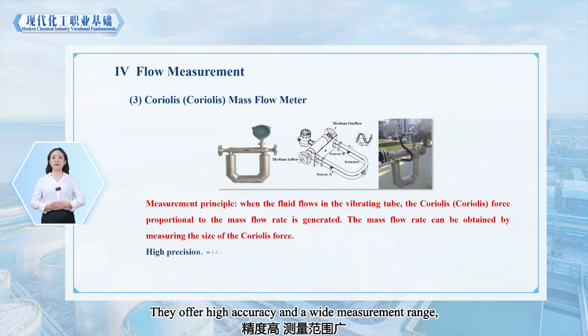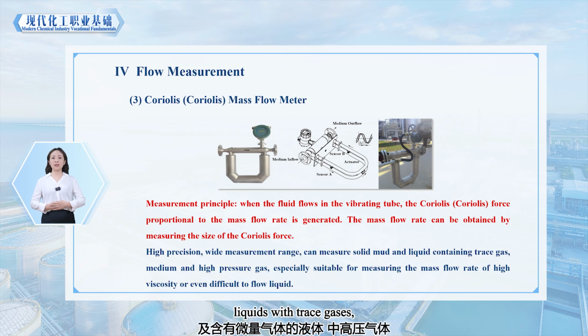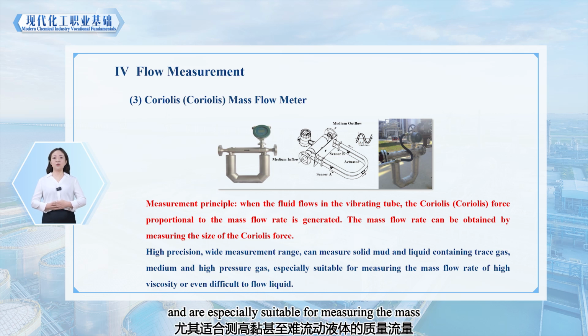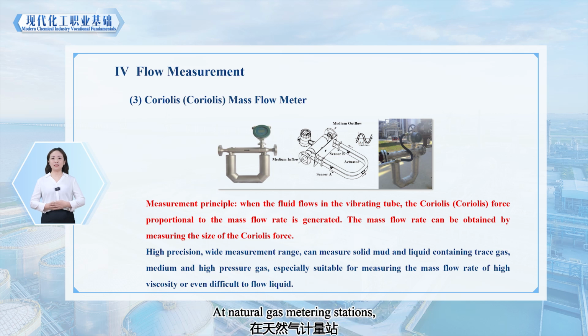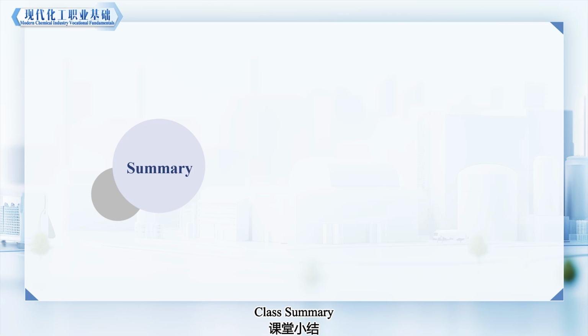They offer high accuracy and a wide measurement range and can be used to measure slurries containing solids, liquids with trace gases, and medium to high pressure gases, and are especially suitable for measuring the mass flow of high viscosity or even difficult to flow liquids. At natural gas metering stations, Coriolis mass flowmeters can accurately measure the mass flow of natural gas, providing reliable data for trade settlements.